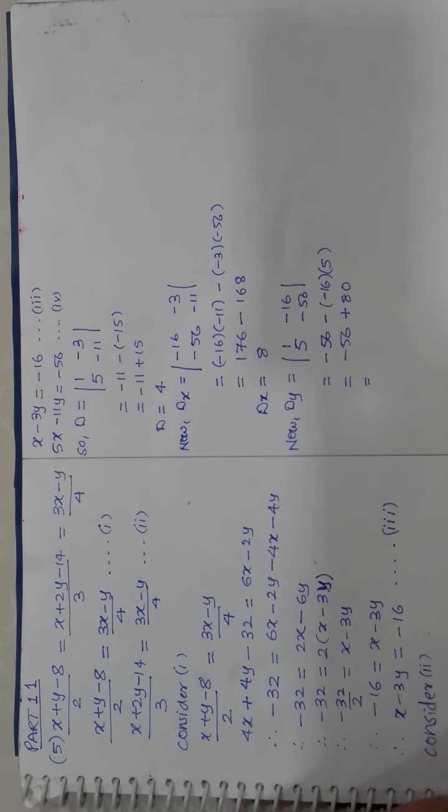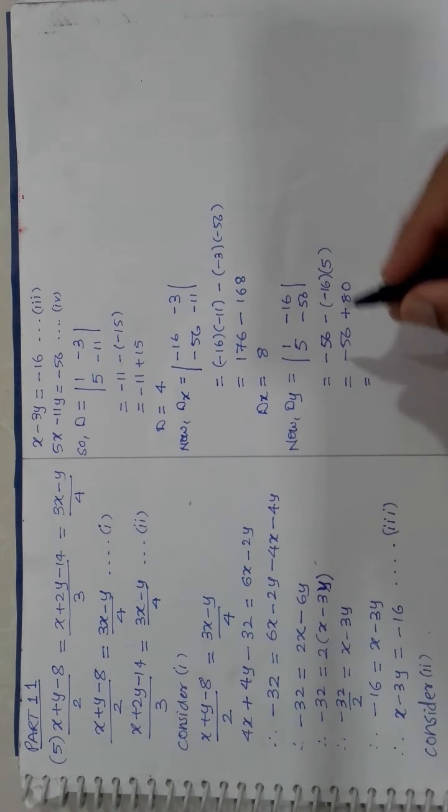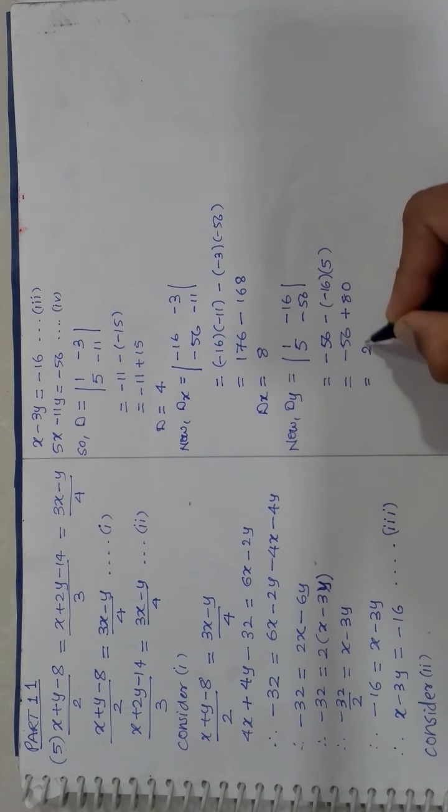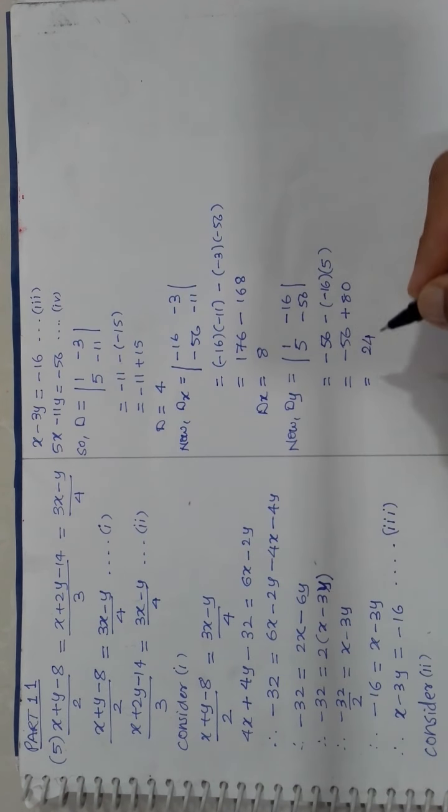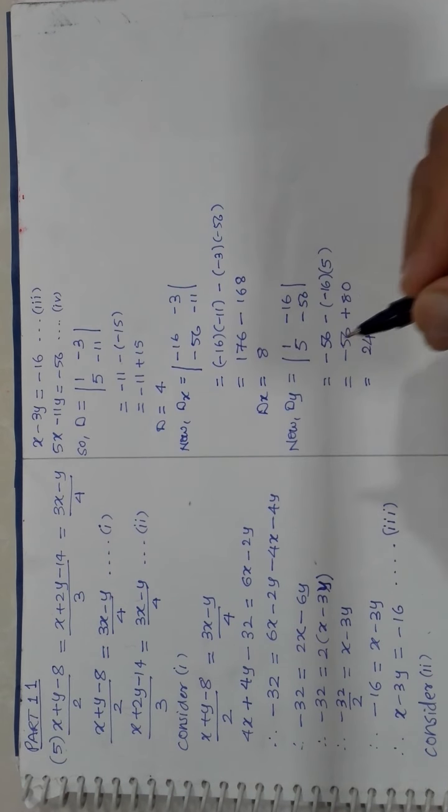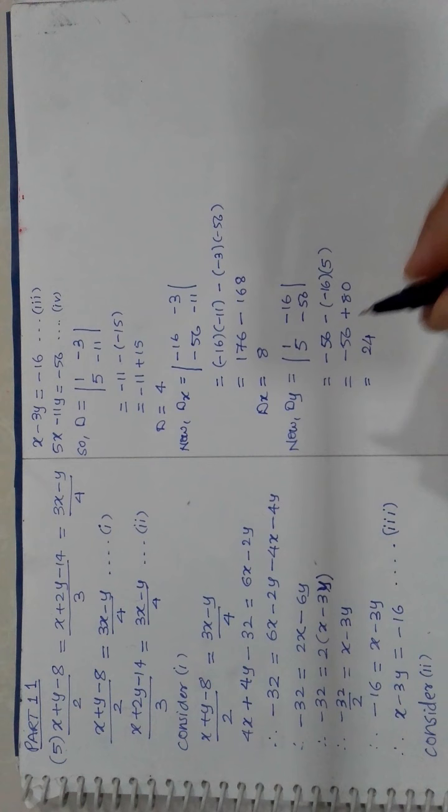When you subtract this, you can see why subtraction is there. 56 has a minus sign and 80 has a plus sign. So obviously when you subtract, you will get 24, and the sign of the larger number, that is plus. So you got D, you got dx and you got dy.